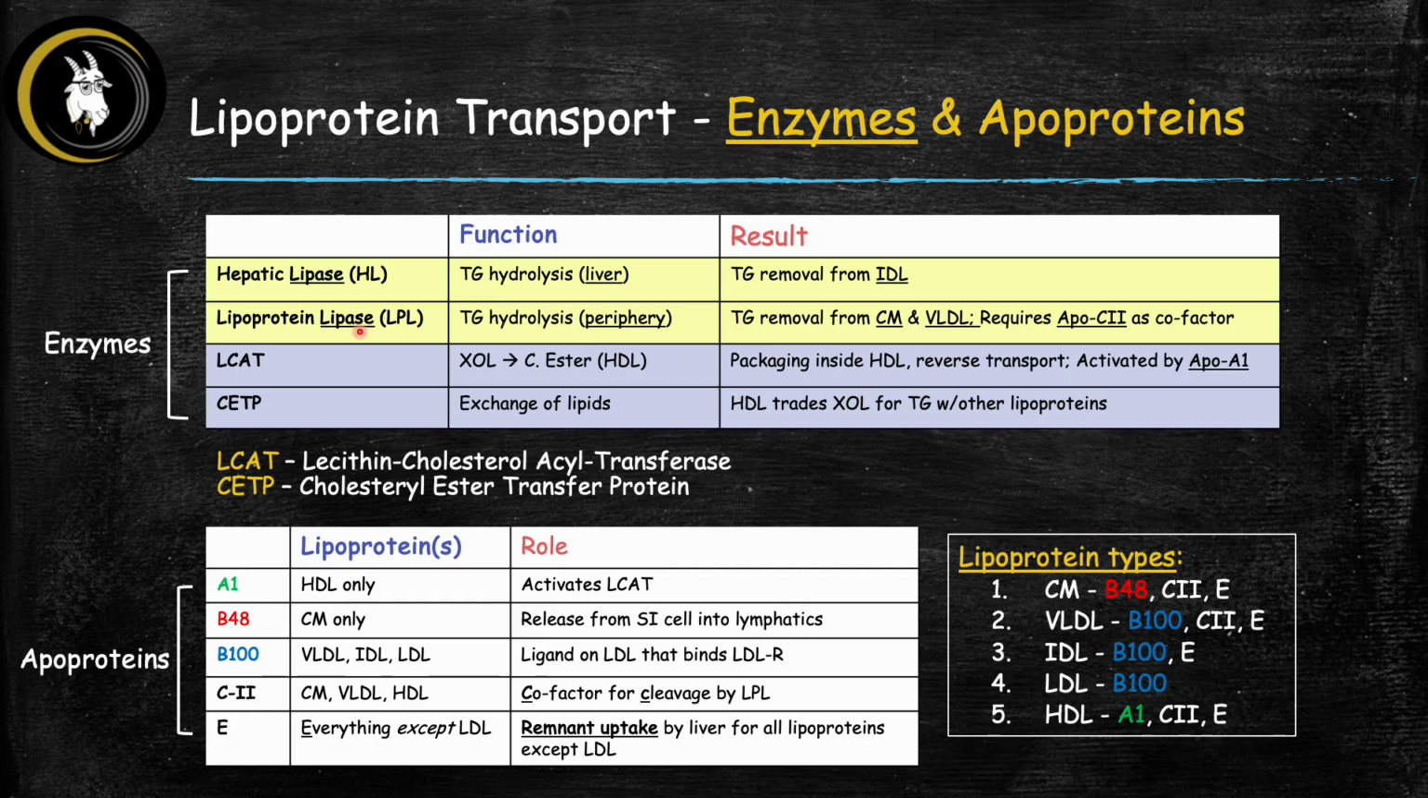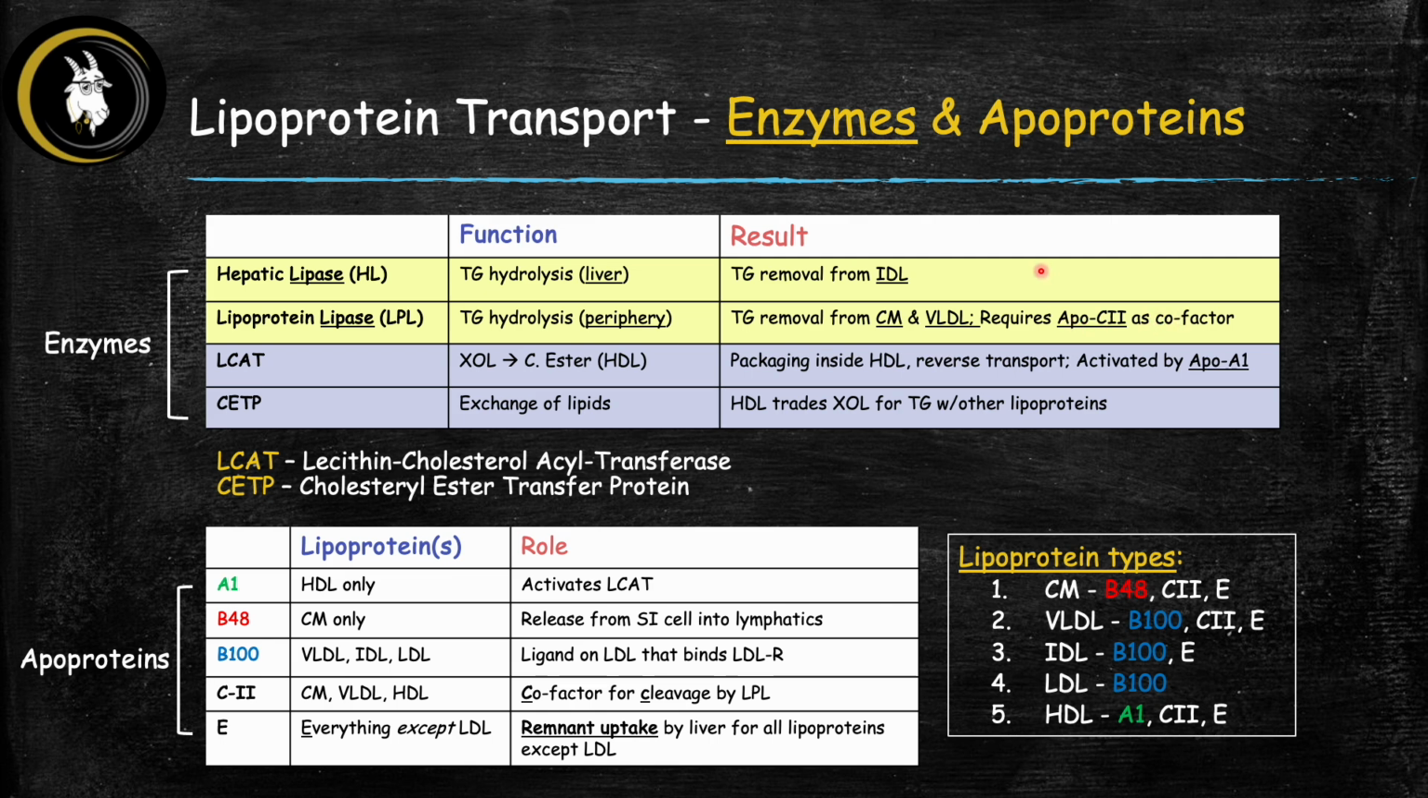The other lipase is lipoprotein lipase, and just like all lipases, the job of this one is also triglyceride hydrolysis, except this one, lipoprotein lipase, was in the periphery, not in the liver, because it's not the hepatic lipase. And this one was important for triglyceride removal from two other lipoproteins, which were chylomicrons and VLDL. The thing that's important to remember about this one also is that it requires ApoC2 as a cofactor.